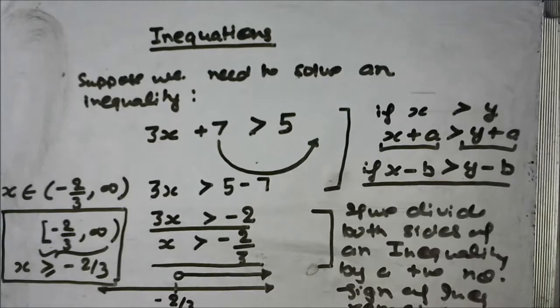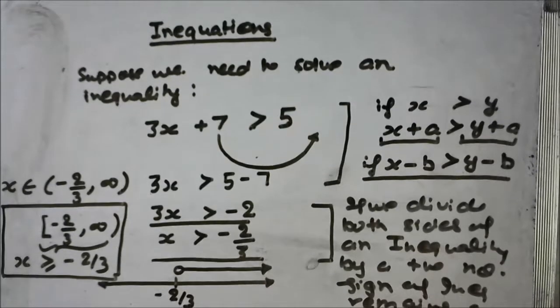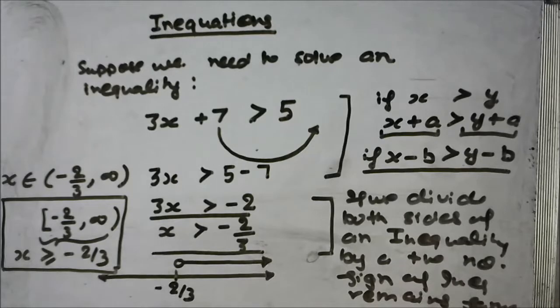The solution comes out to be x is greater than minus 2 by 3. Here we have used two principles to solve the inequalities. One is addition and subtraction of same quantity on both sides does not alter the inequality. And second principle that we have used is that if we divide both sides of inequality by a positive number, sign of inequality remains unchanged.